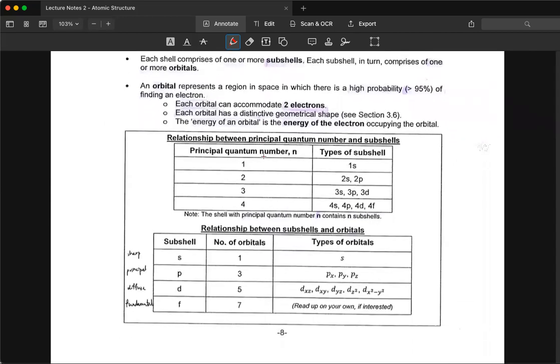Each orbital has a distinctive geometrical shape. The energy of an orbital is the energy of the electron occupying the orbital. So this shows the relationship between principal quantum number and the type of subshell. For n equals 1, you have the 1s subshell. For 2, you have the 2s and the 2p. For 3, 3s, 3p, 3d. For 4, you have the 4s, 4p, 4d, and 4f.